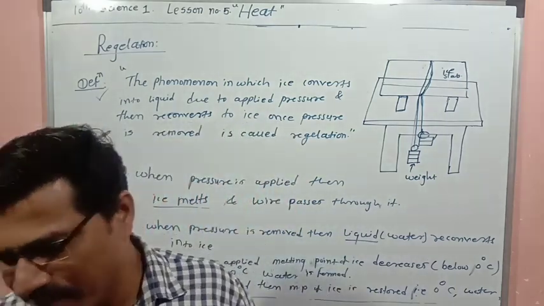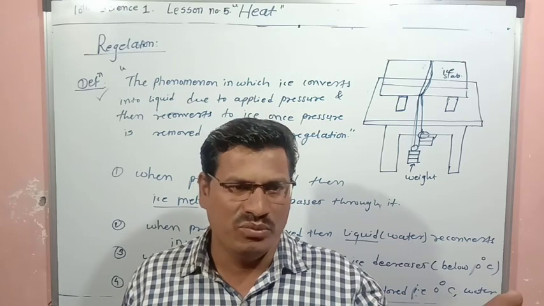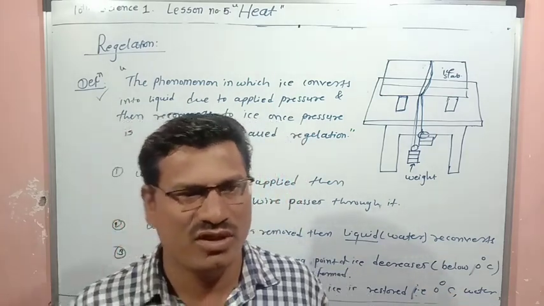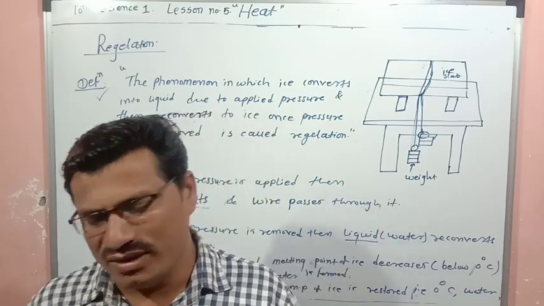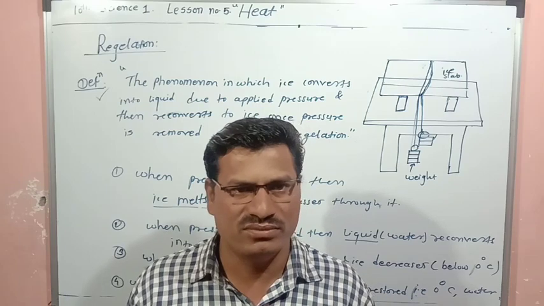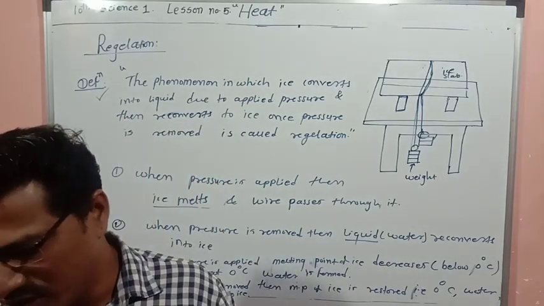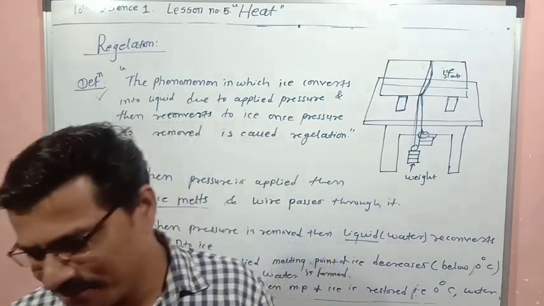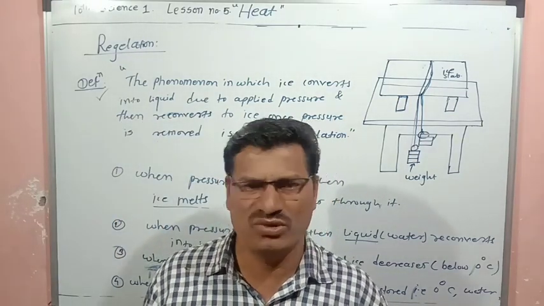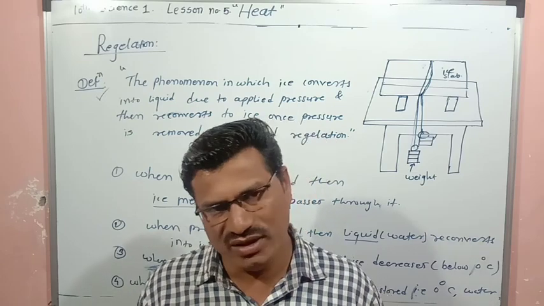So next, the third question is related to the sea level. At the sea level, what happens? The boiling point of water decreases. So one question is: what will be the effect on the melting point of the solid? At sea level, the boiling point of water decreases, then what will be the effect on the melting point of solids? At the sea level, the melting point will increase. Melting point increases.